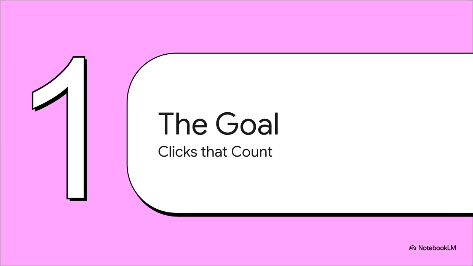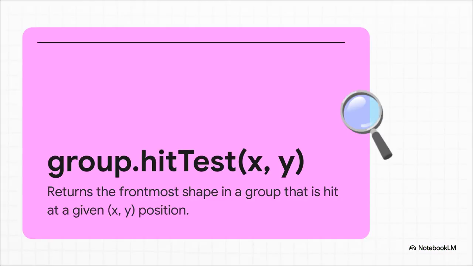So here's our mission for this explainer. We're going to build a simple program with two rules. One, if you click on a circle, it gets bigger. And two, if you click on the empty background, a totally new circle appears right there. It sounds pretty simple, but trust me, this is the foundation for almost any interactive app or game you can think of.